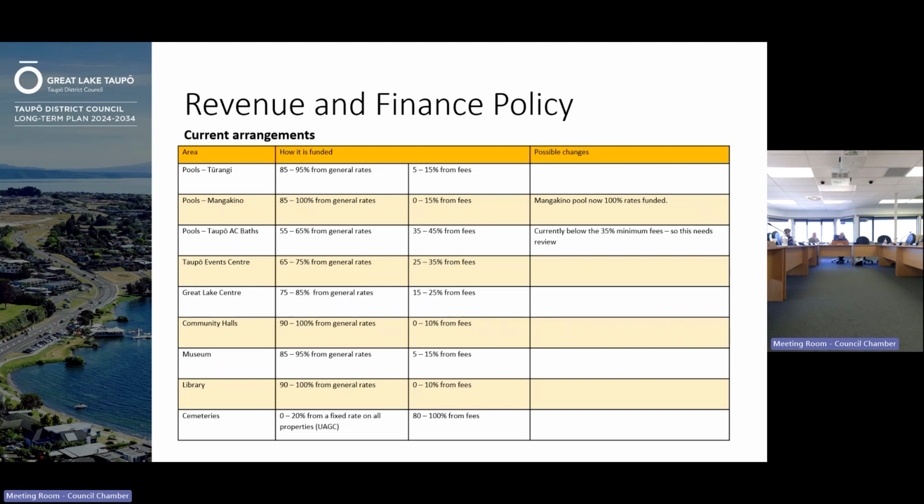Okay, this page is more about our community facilities. We've got the pools there. Currently we collect about 5 to 15% from fees in Turangi. Andrew, what are the current fees for a swim in Turangi?